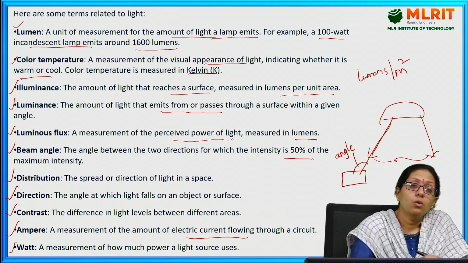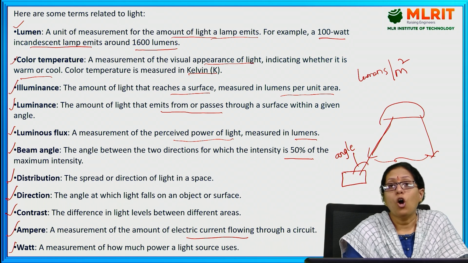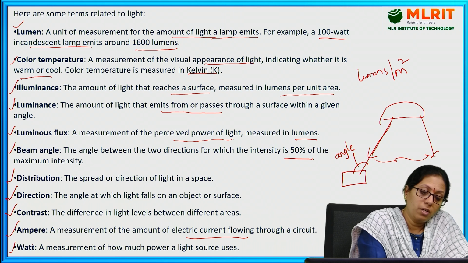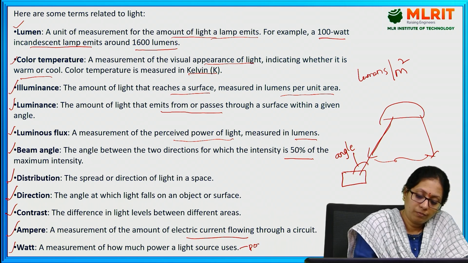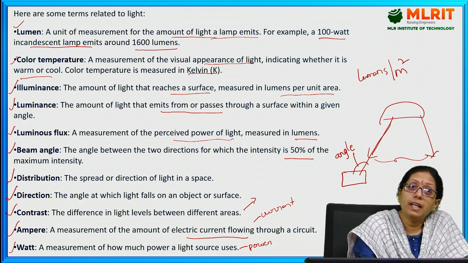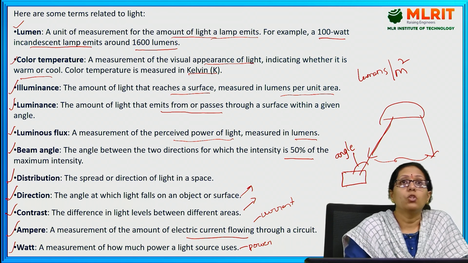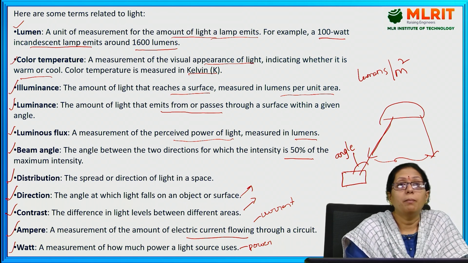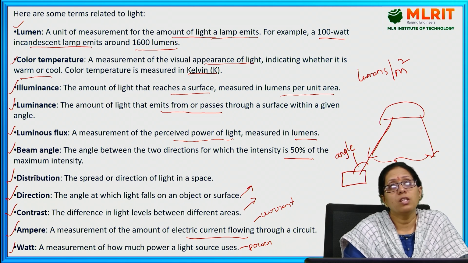The next one is watt. The measurement of how much power a source uses. So these are the different terms which are used in the illumination system.